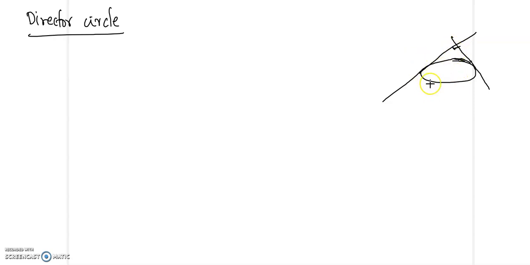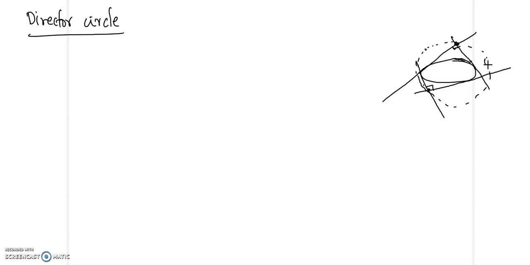So collect all such tangents. You can have, say, this will intersect at right angle. Now you have these points of intersection. Here you have a point, then here you have a point. So you can see that these points will actually be contained in a circle. That circle is called the director circle. So the locus of point of intersection of pair of perpendicular tangents to a conic will be a circle, and that circle is called a director circle.